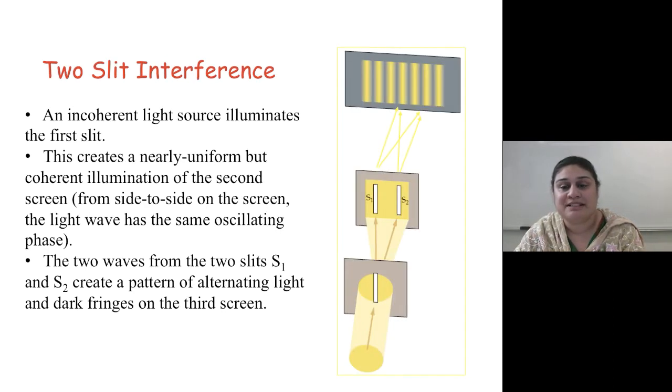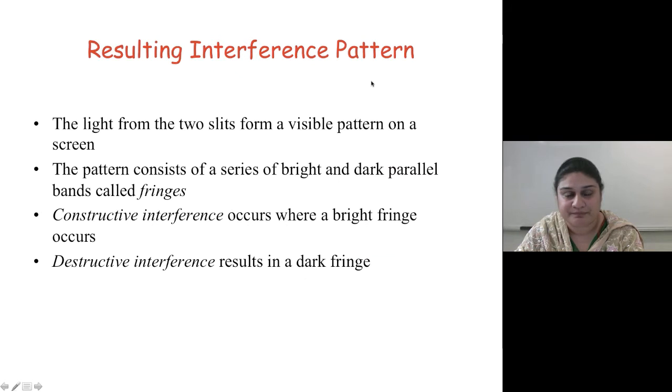Now, in two slit interference, a coherent light source illuminates the first slit. This creates a nearly uniform but coherent illumination of the second screen. From one side of the screen, the light wave has the same oscillating phase. If two waves from the two slits S1 and S2 create a pattern on the third screen, what we see is a pattern of light and dark alternating fringes on the third screen.